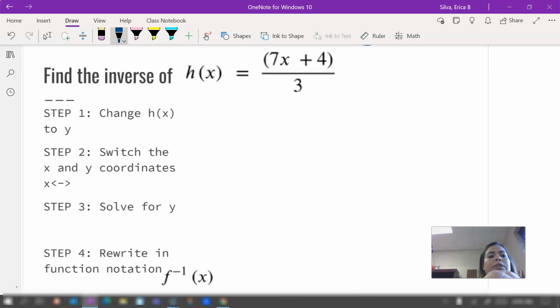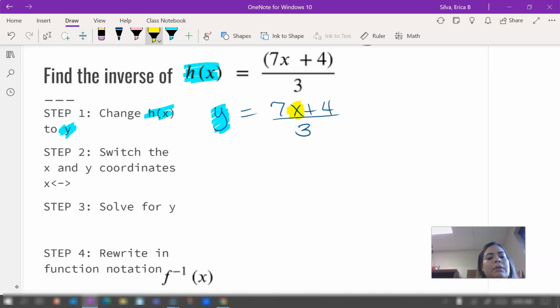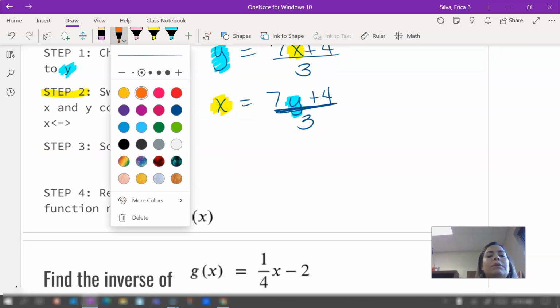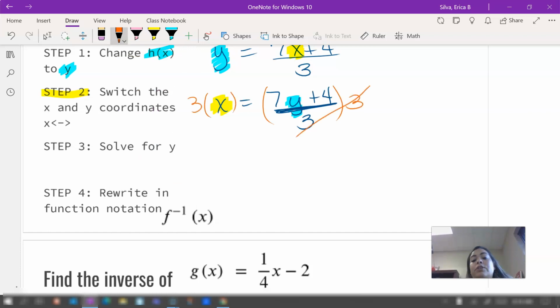First step, we want to change h of x to y. And now we're going to switch, for step 2, the x to y and the y to the x. And then now we're going to solve for y. Here we have to undo that division by 3 first, which means we're going to multiply both sides by 3. To undo dividing by 3, we do its inverse, which is multiply. So now let's go ahead and simplify. 3x is equal to 7y.